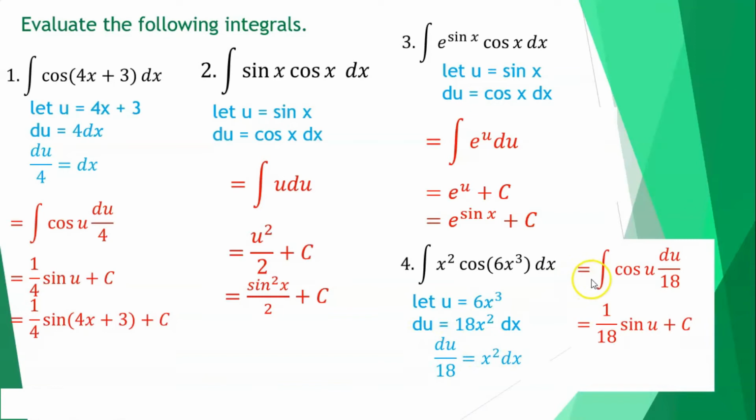Rewriting this, this becomes the integral of cosine u. Take note, x squared dx will be replaced with du over 18, or 1 over 18. The integral of cosine u is sine u plus c. Replace u here. That becomes sine of 6x to the power of 3 over 18 plus c.